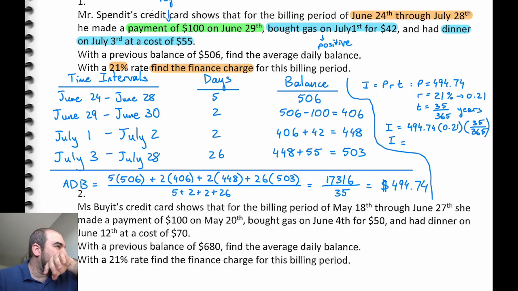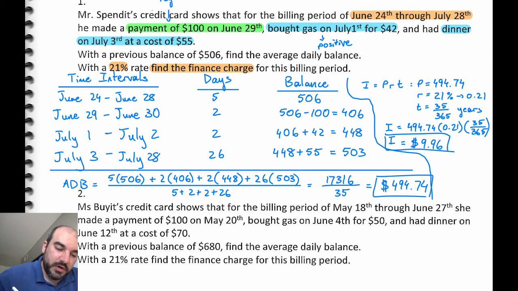Which again, you can leave like that on an exam, but if we have a calculator, which we do for homework and classwork, we get that the interest charge is $9.96. So the two answers here are our average daily balance was the 494.74, and then our interest, or the finance charge, the interest for this billing period will be $9.96.